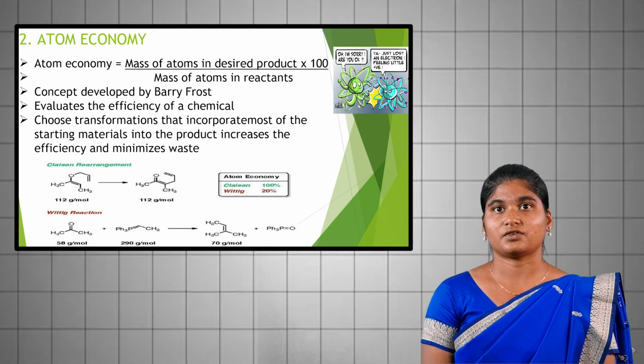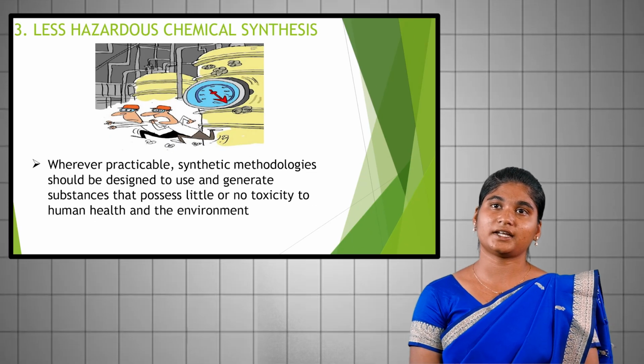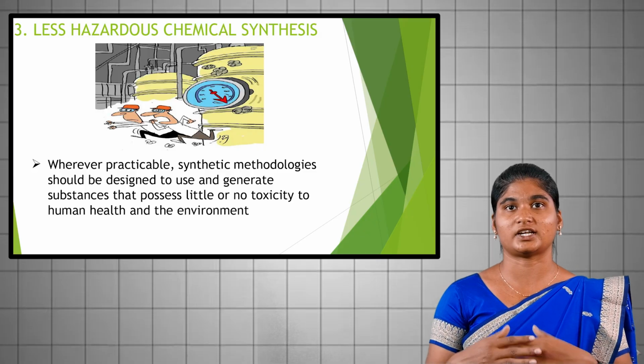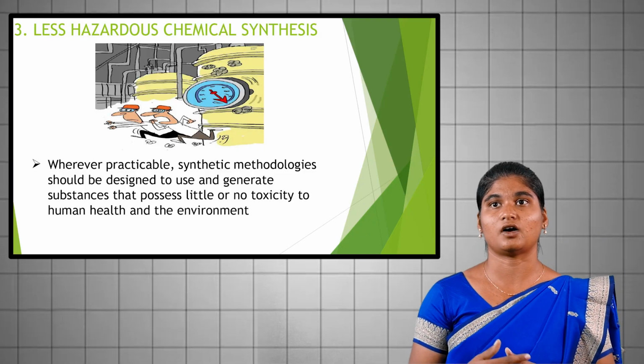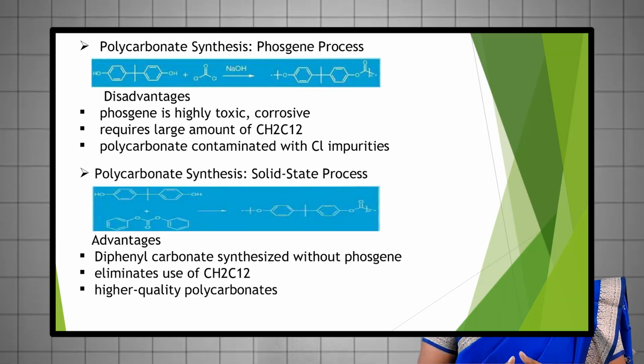Examples include Claisen rearrangements and Wittig reactions. Less hazardous chemical synthesis: wherever practicable, synthetic methodologies should be designed to use and generate substances that possess little or no toxicity to human health and the environment. Next, polycarbonate synthesis.